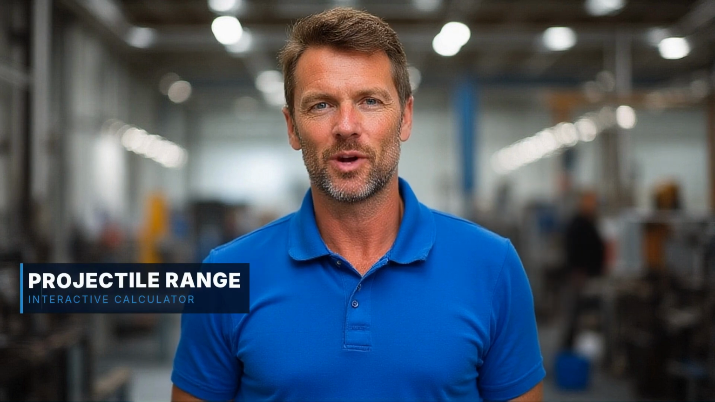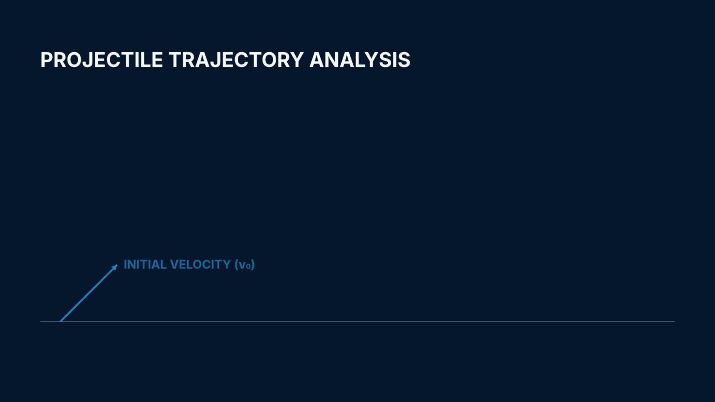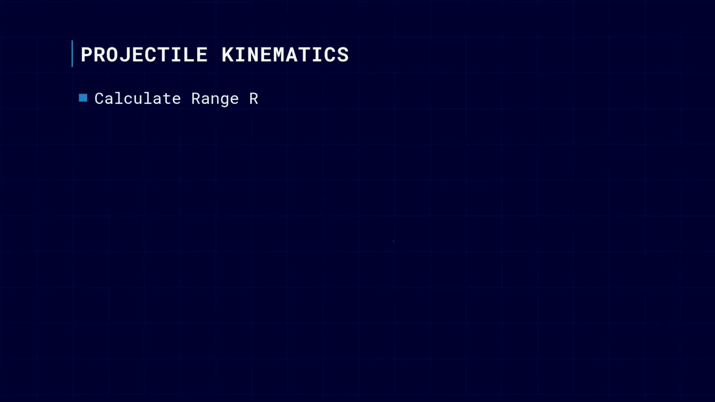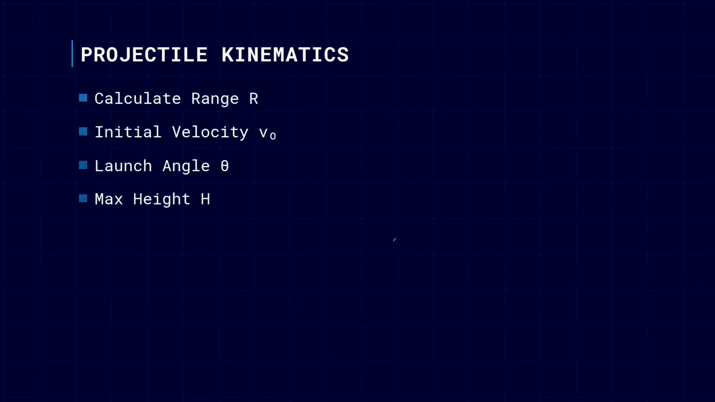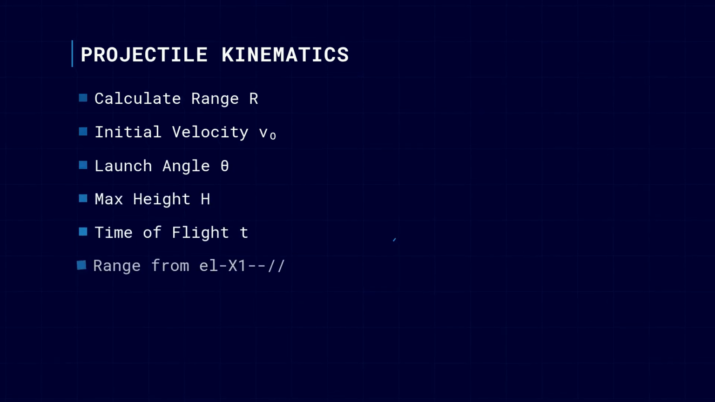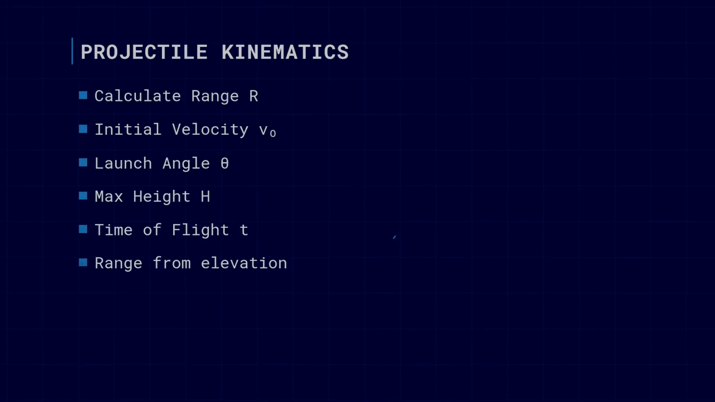Welcome to the Projectile Range Interactive Calculator, which solves projectile motion problems for various parameters. Let's explore the inputs. First, you'll find a calculation mode dropdown with 6 options: calculate range r, calculate initial velocity v-naught, calculate launch angle theta, calculate maximum height, calculate time of flight, and calculate range from elevated position. For this demonstration, I'm using calculate range.